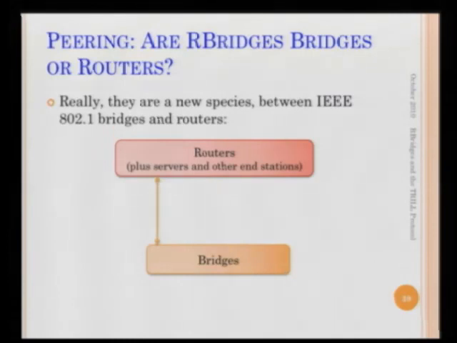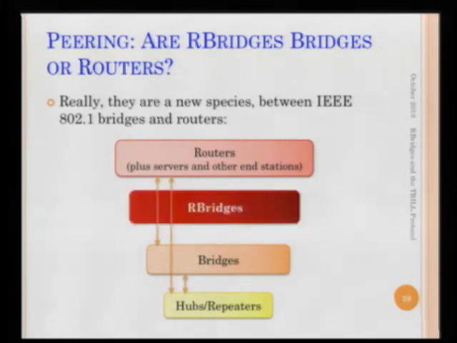So in current networks, you can have routers and you've got bridges in between them, and you could have hubs and repeaters and stuff like that between bridges. And they could go between routers. But now you have these RBridges, and they're really a new layer in this hierarchy. And you can put them between routers, works fine. You can put hubs or repeaters or bridges between them.